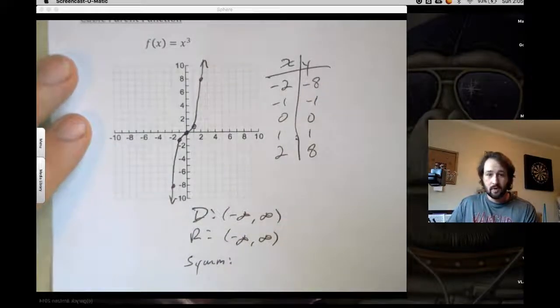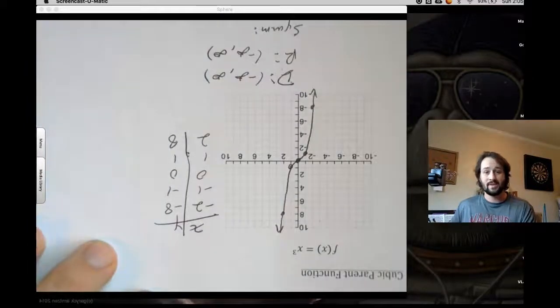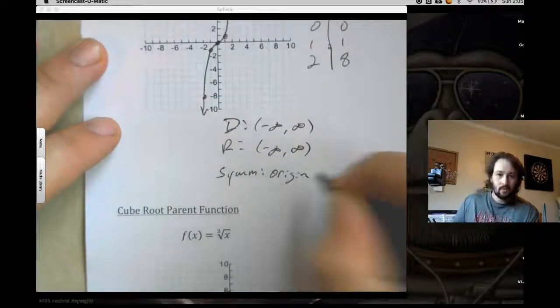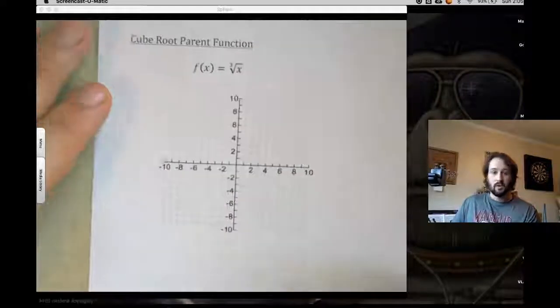It's not reflecting over the y, it's not reflecting over the x, but I can turn my picture upside down and have it look the exact same as my original. So what that means is I have origin symmetry. Origin symmetry.